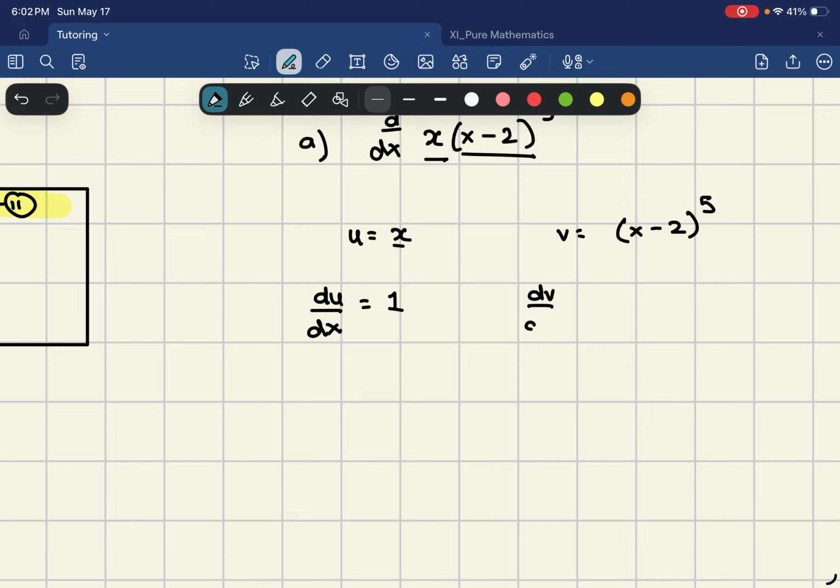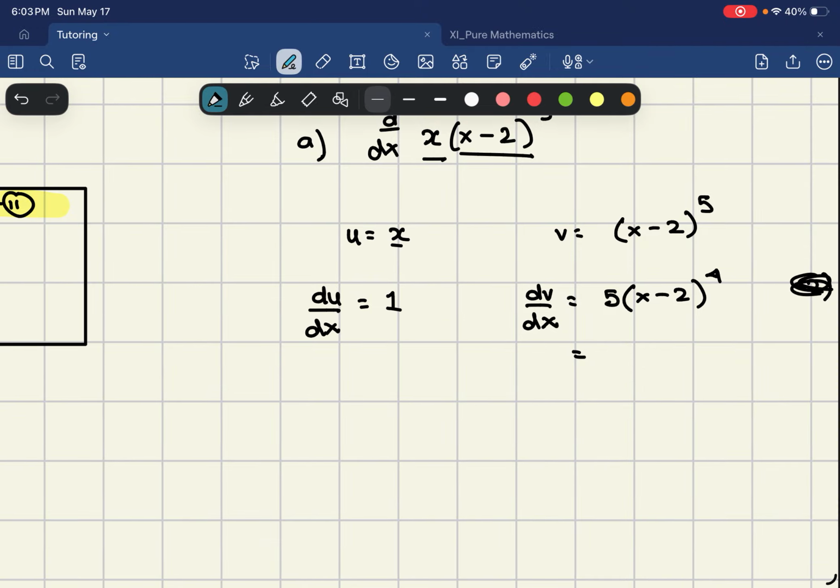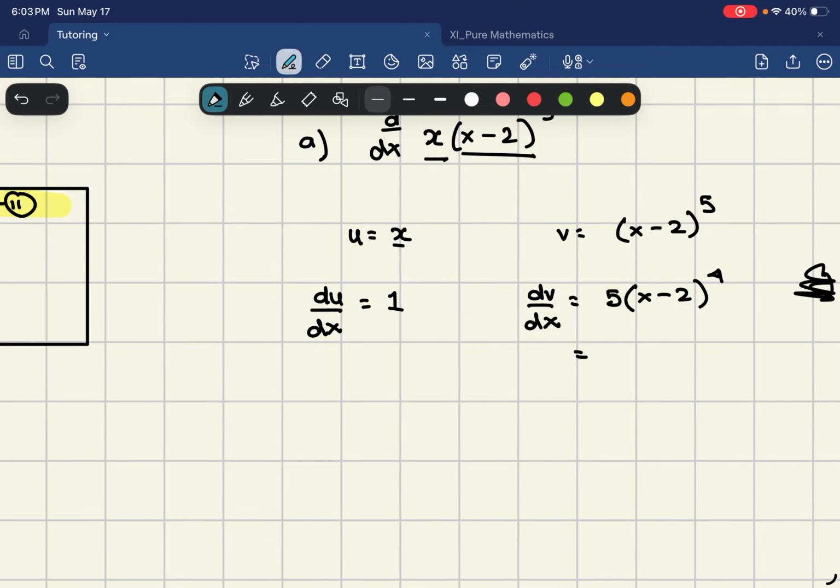And dv by dx, using the chain rule, you get 5(x minus 2) to the power 4 times d by dx of (x minus 2). And this part will just give you 1. So you just have times 1, so that is just going to be 5(x minus 2) to the power 4.